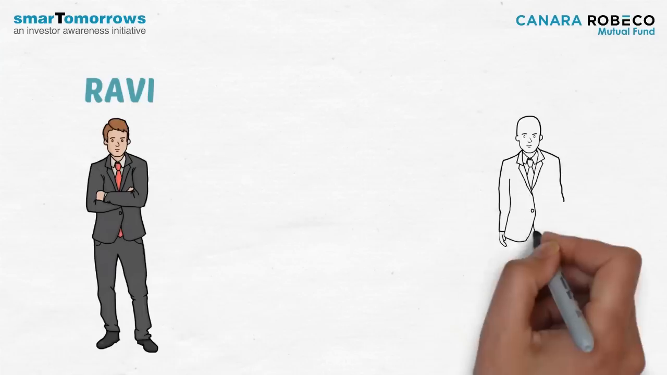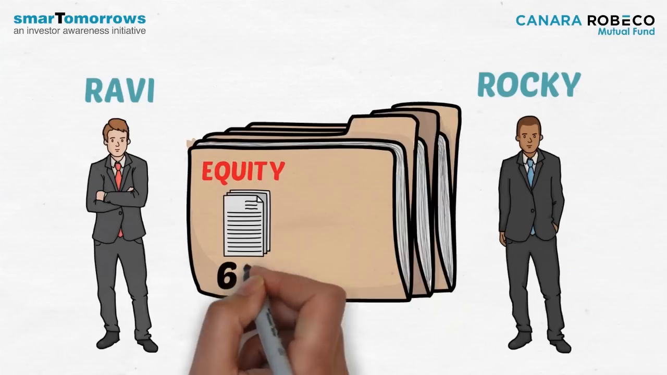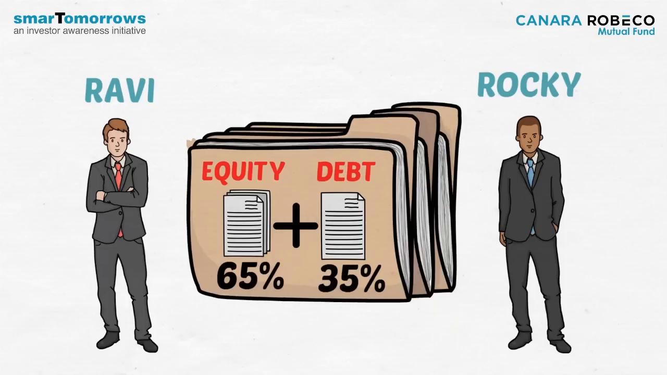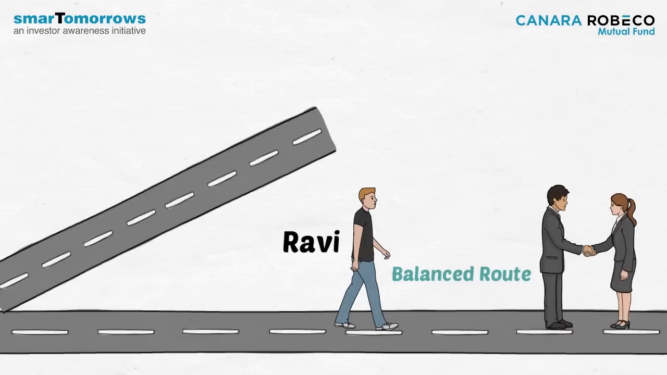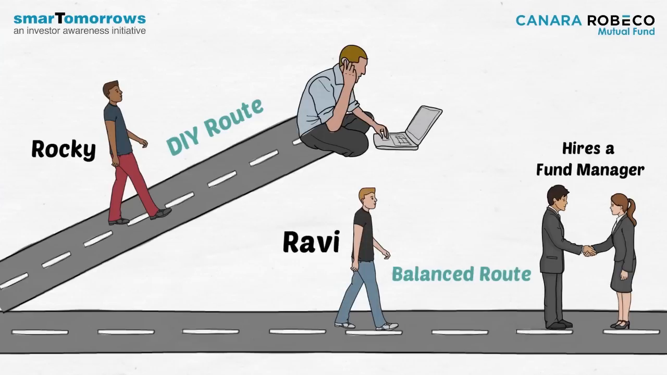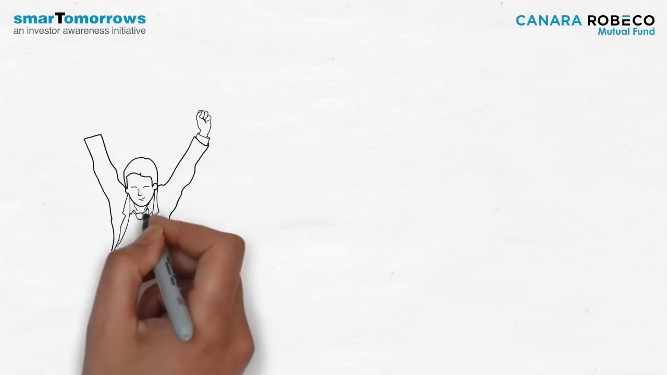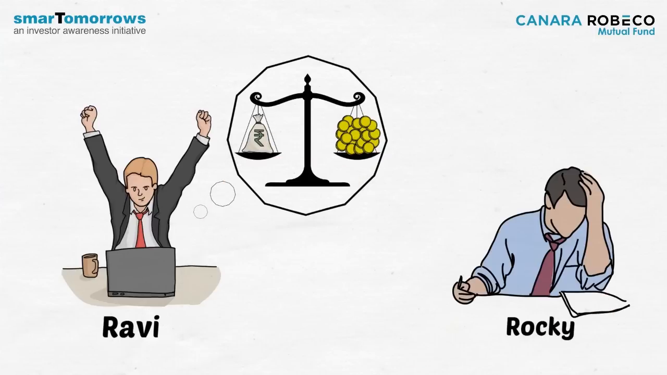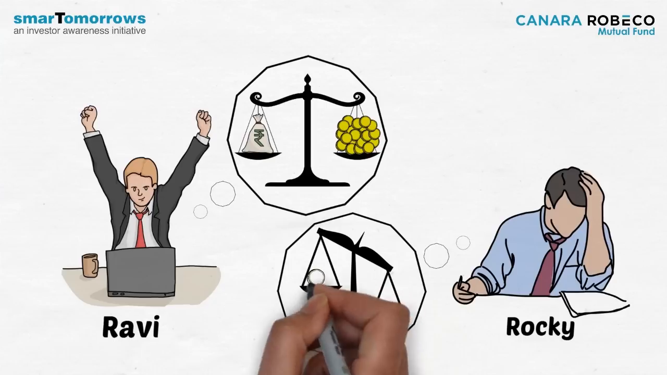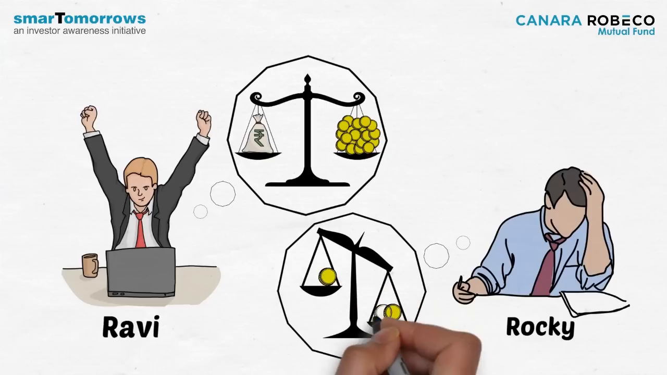Ravi and Rocky both want a portfolio mix of 65% equity and 35% debt. Ravi decides to use the balanced fund route, whereas Rocky decides to do it himself with a combination of equity and debt funds. For Ravi, since the fund manager manages the asset allocation in a dynamic manner, it happens automatically for him. He does not need to do anything. But Rocky must constantly keep a tab on the asset allocation and rebalance regularly. Chances are that he might miss it at times.